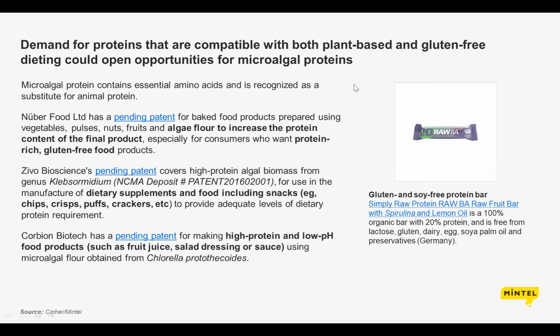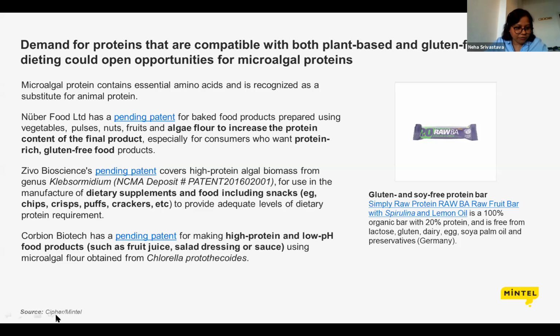And you can see I have listed a few of the recent patent filings by Neuber Foods, Zevo Biosciences and Corbion Biotech, which cover the use of microalgal protein in various food and drink categories. On the right hand side, you can see a nutritional bar launched in Germany, which claimed to have protein from spirulina, and that is the reason it is marketed as a gluten and soy free protein.